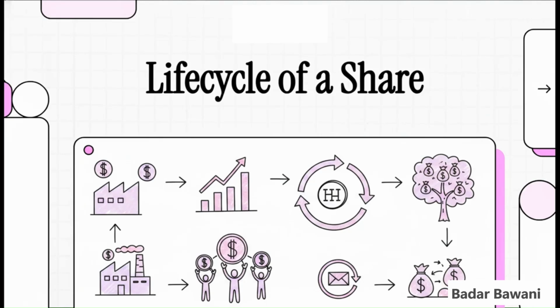All right, let's jump right into this explainer. We're going to take the notoriously dense procedural rules of Chapter 3 and turn them into a fascinating, chronological story about the complete life cycle of a company's share.